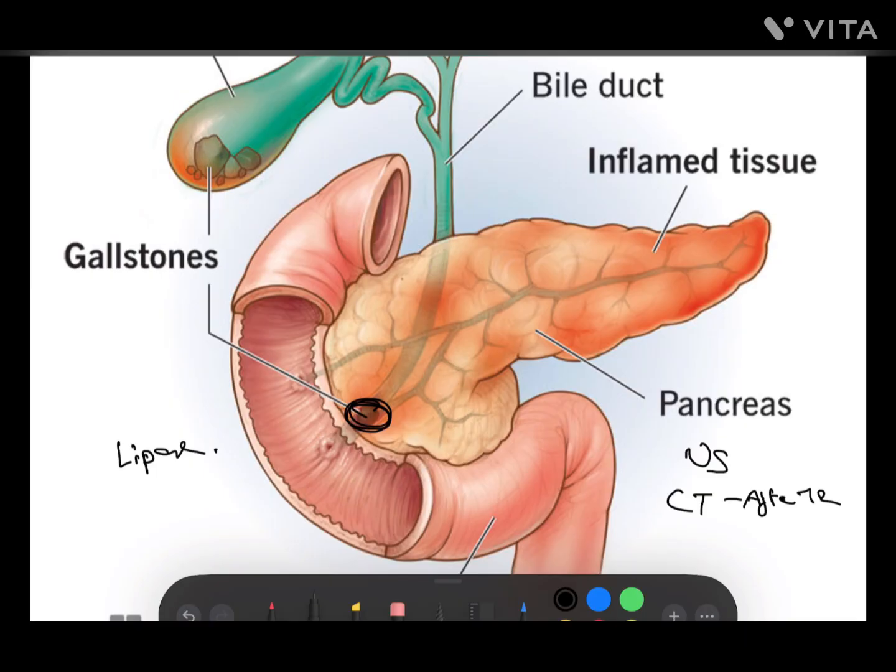Next, we can see Cullen sign. Cullen sign means periumbilical ecchymosis. Next, Grey Turner sign, that means flank ecchymosis. The most feared complication in pancreatitis is MODS. Next, the current preferred necrosis treatment is the step-up approach.